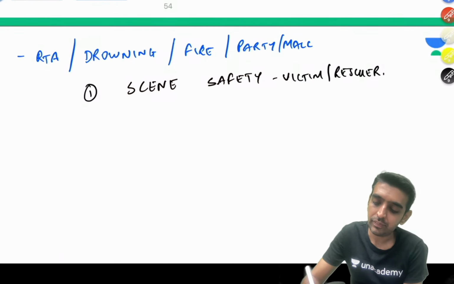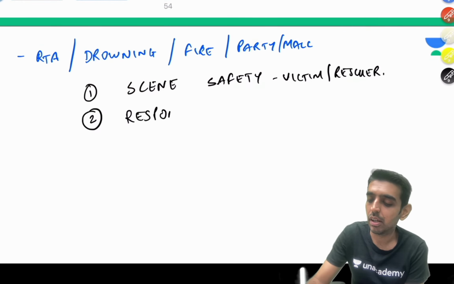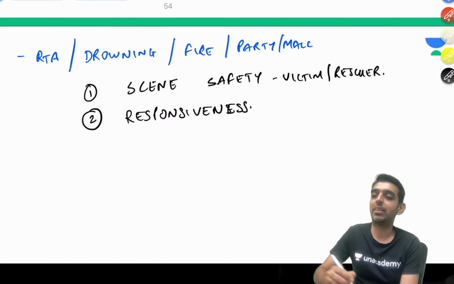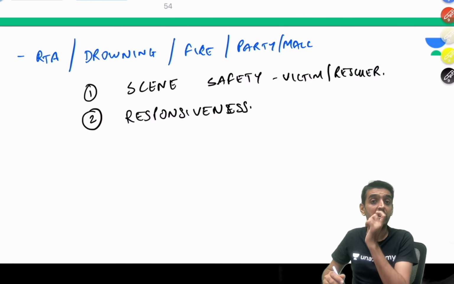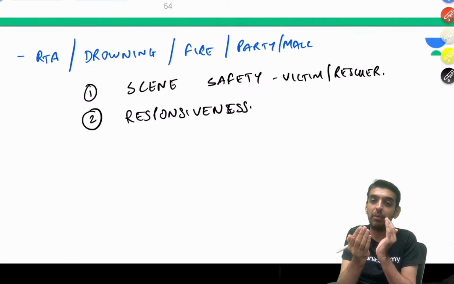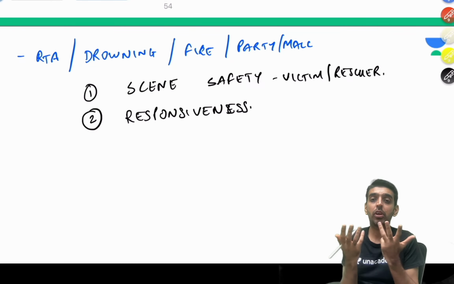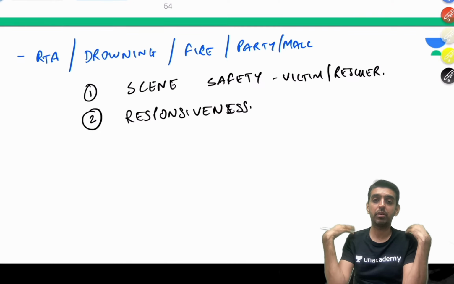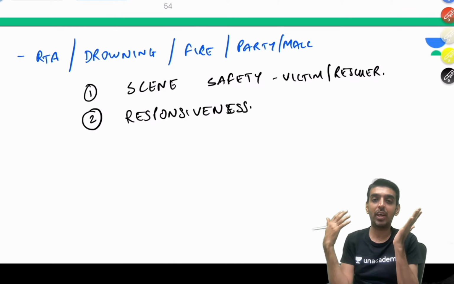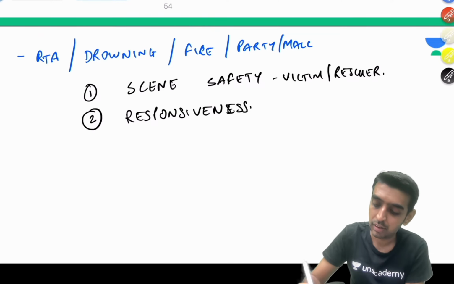Next, second, check whether the patient is responsive or not. Options 2 and 3 can be interchanged, and most of the times they are done simultaneously. How will we check for responsiveness? We will tap the shoulders of the patient. Hello uncle, hello mister, are you able to hear me? Can you hear me, Mr. X? Yes, please open your eyes. That is how we check for responsiveness.